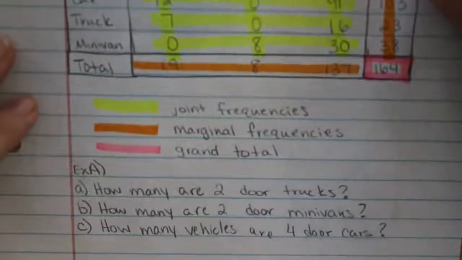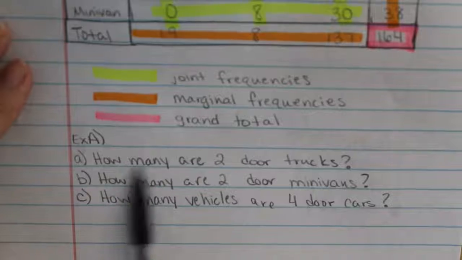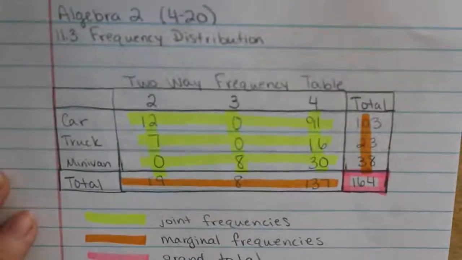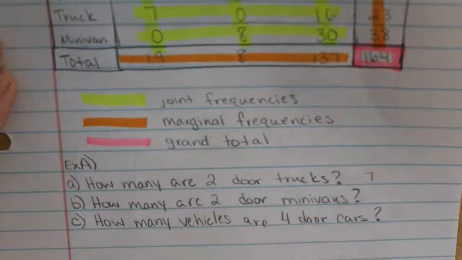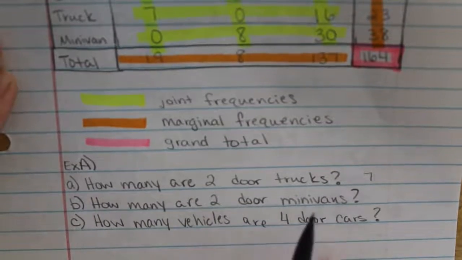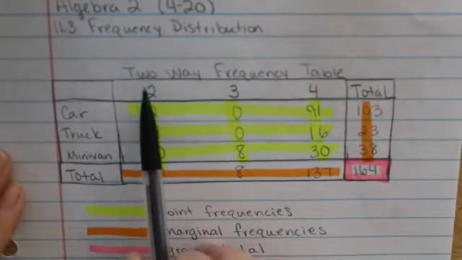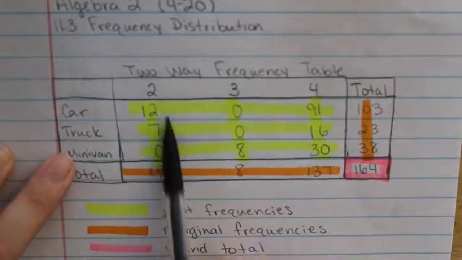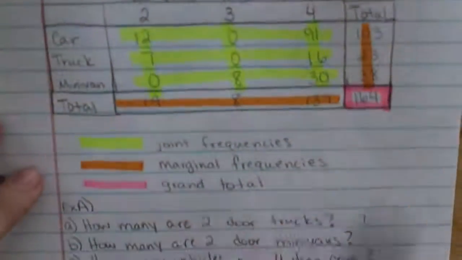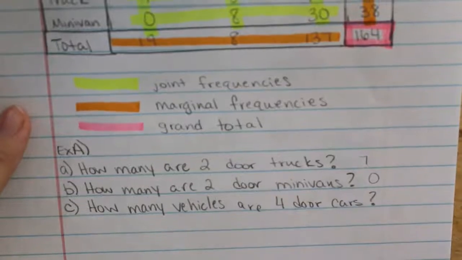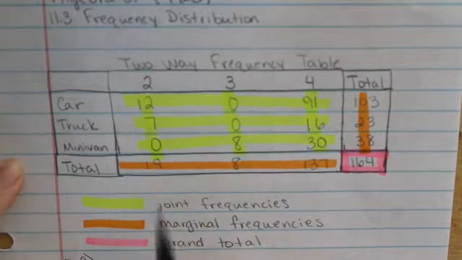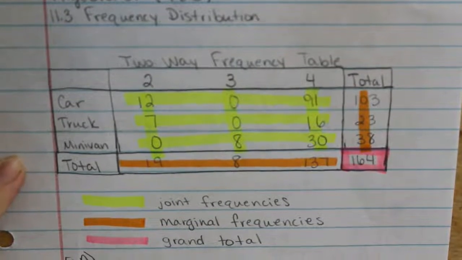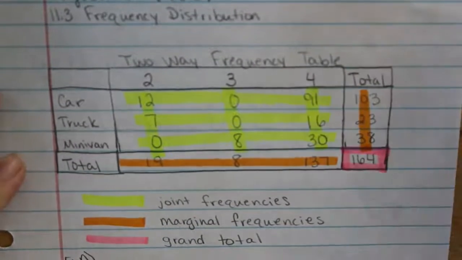So for this, if we have an example that says how many are two-door trucks, we'd go up here and we'd go trucks that are 2 doors. So our answer for this question would be 7. How many are two-door minivans? So I would go 2 doors, minivans. If you'll notice, I have 0 there. My answer for that is 0. There are no things that overlap in this area, so there are no minivans that are only 2 doors. Kind of defeats the purpose of a minivan if you think about it. That makes a lot of sense.